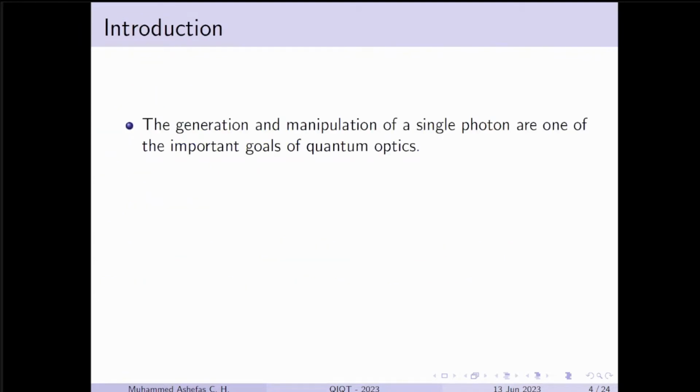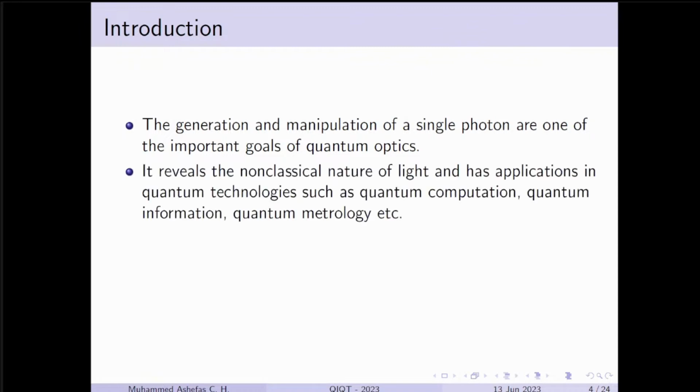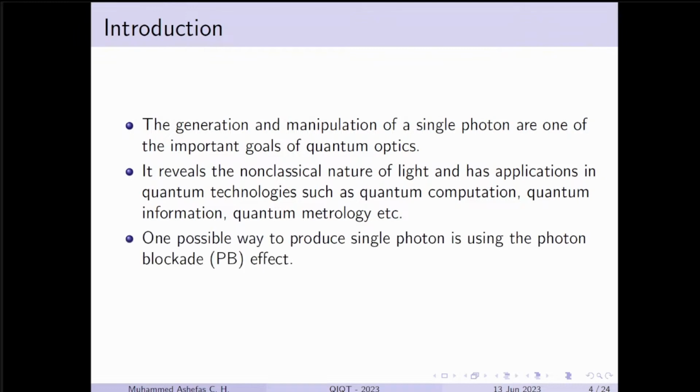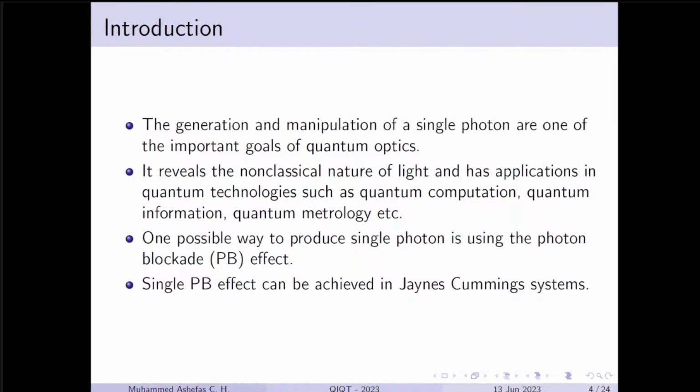So the generation and manipulation of single photons is one of the important goals of quantum optics. It reveals the non-classical nature of light and has applications in quantum technologies like quantum computation, quantum information, quantum metrology, etc. One possible way to produce single photons is by the photon blockade effect. It can be achieved in various systems, including Jaynes-Cummings systems. It can be achieved in a single cavity also without an atom, and it can be achieved in a Jaynes-Cummings system as well.